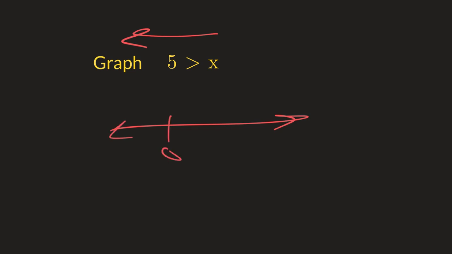So on the number line, 0 and 5, open or closed? Open. Which direction? Left. Where are values less than 5? To the left. Now, let me caution you about something.